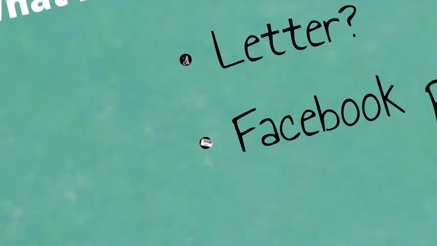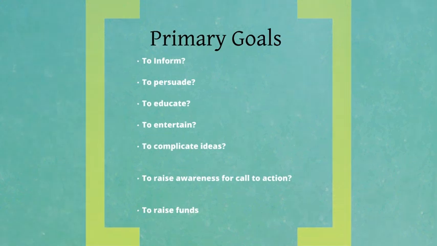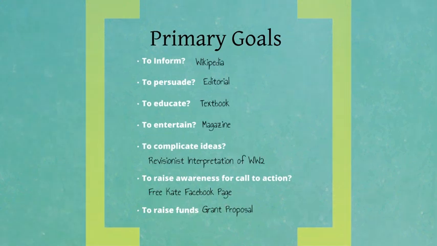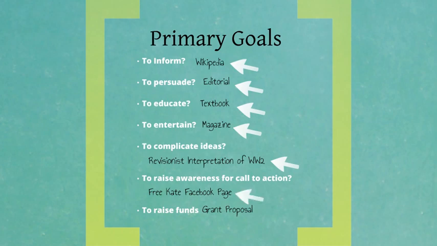When analyzing the purpose of a text, consider the writer's primary goals. Is it to inform, like a Wikipedia page? Is it to persuade, like a newspaper editorial? Is it to educate, like a textbook chapter? Is it to entertain, like a magazine? To complicate ideas, like a revisionist interpretation of World War II? Or is it to raise funds, like a grant proposal?